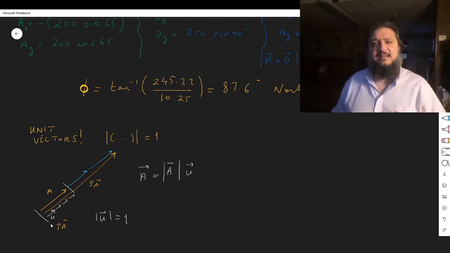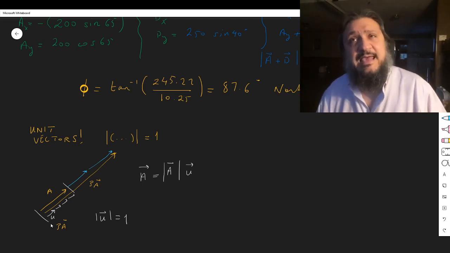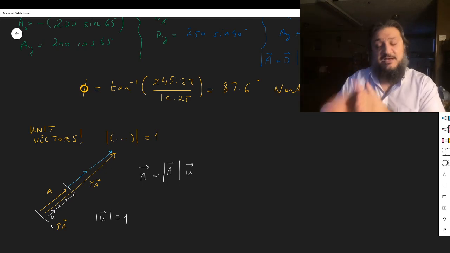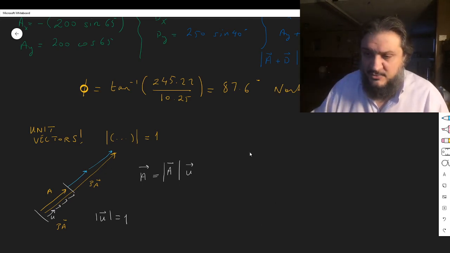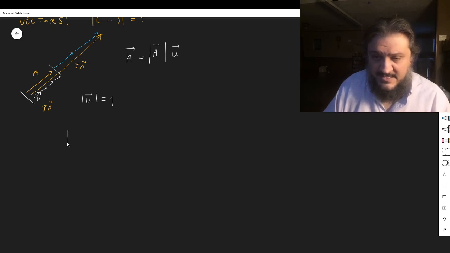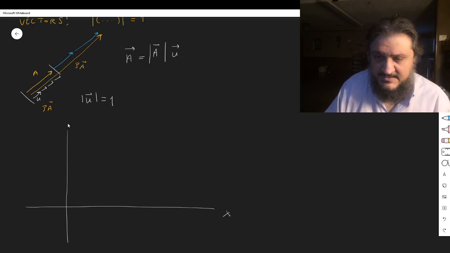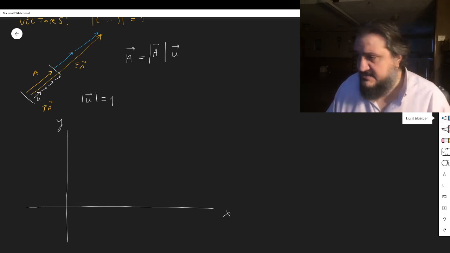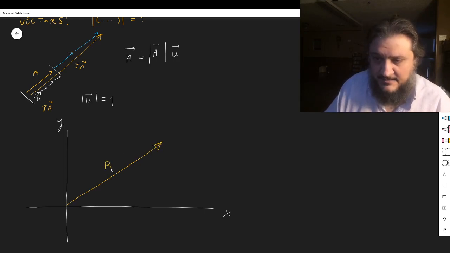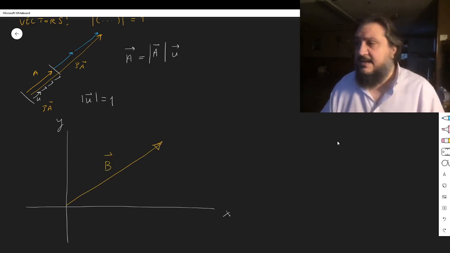So using this idea of expressing any vector in terms of a unit vector in the same direction, I'm going to go back to my component representation with the x and y component vectors. Remember? This was the x and y axes. And I had this vector here. Let's use a different letter this time. Let's use B. Okay, you're bored with A.